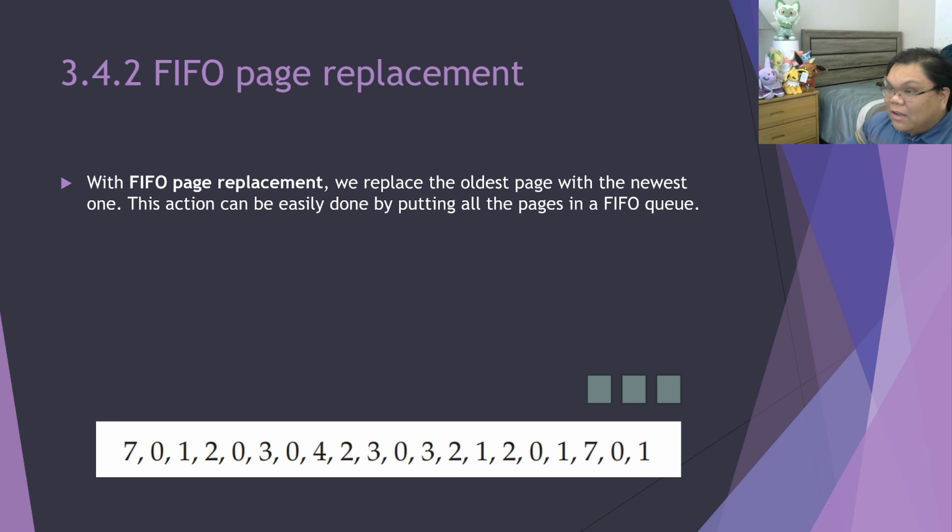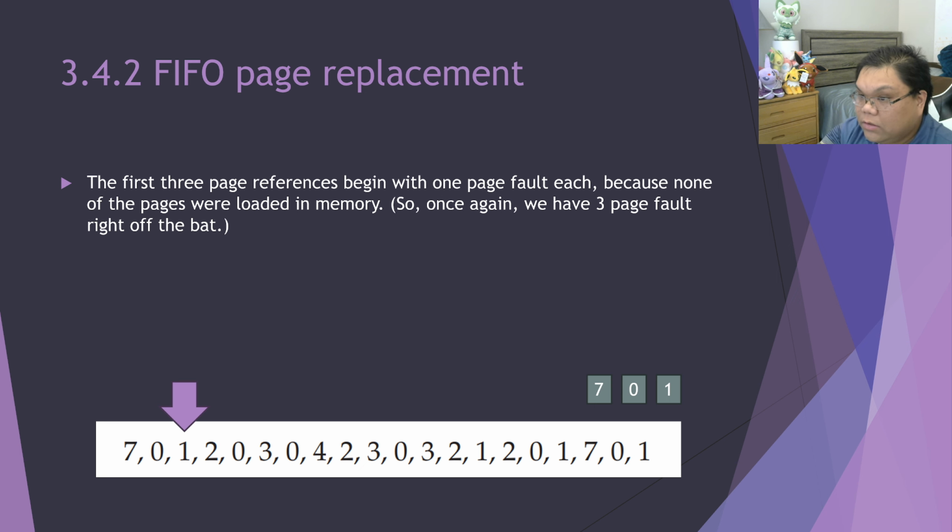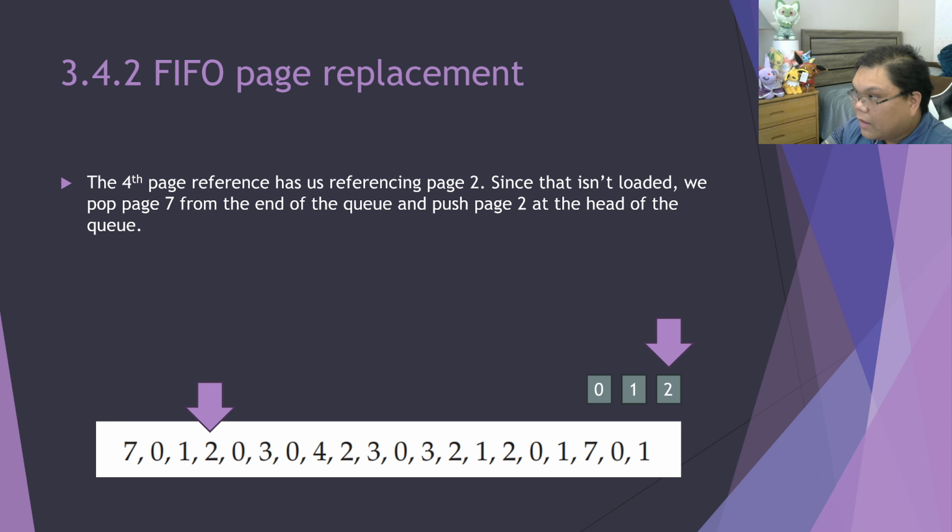So the next one is called FIFO page replacement. First in, first out. So basically everything is in a FIFO queue. The first 3 pages referenced begin with a page fault each because none of them were loaded in memory. After that, we have pages 7, 0, and 1 loaded into memory. When we want to access page 2, we unload page 7 and load page 2.